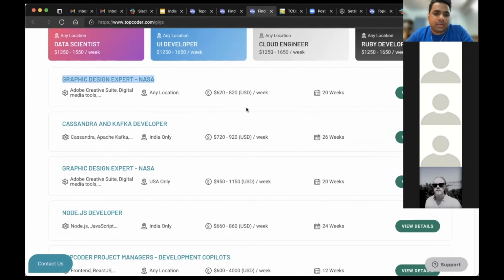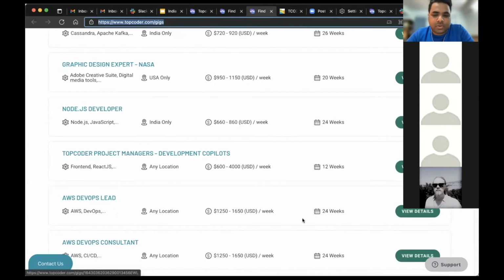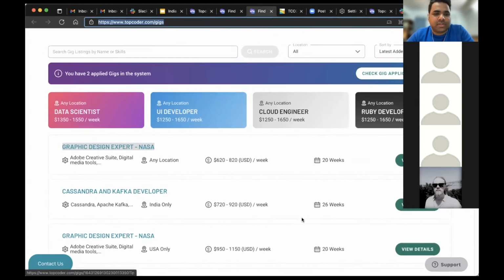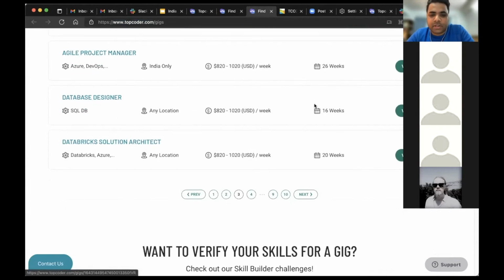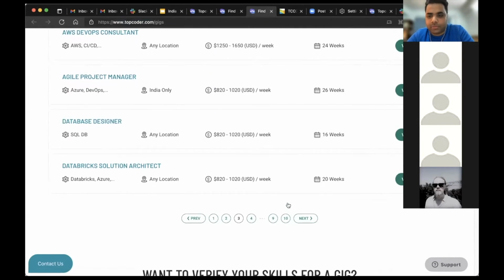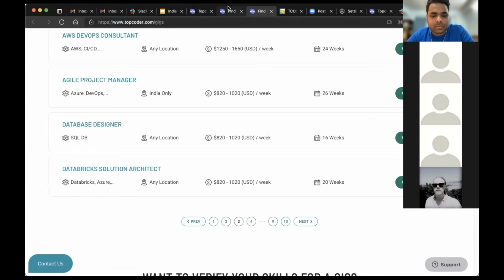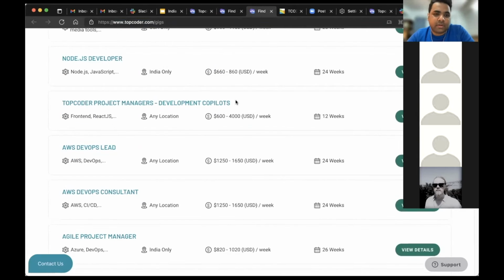If you'd like to explore more gigs, you can just go to topcoder.com/gigs and go through them. You can search, filter by location, and sort, because there are a ton of gigs over there. If you are skilled in any area, I think you'll be able to find at least a few relevant gigs for yourself.